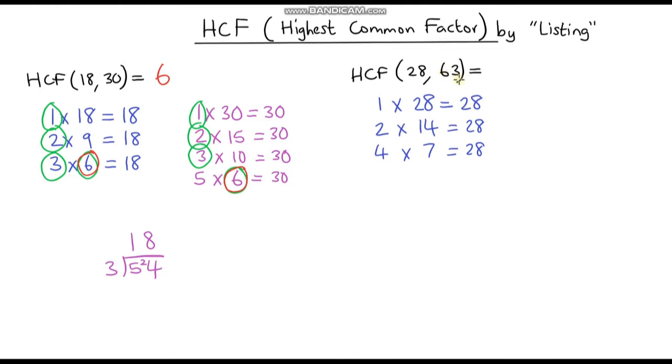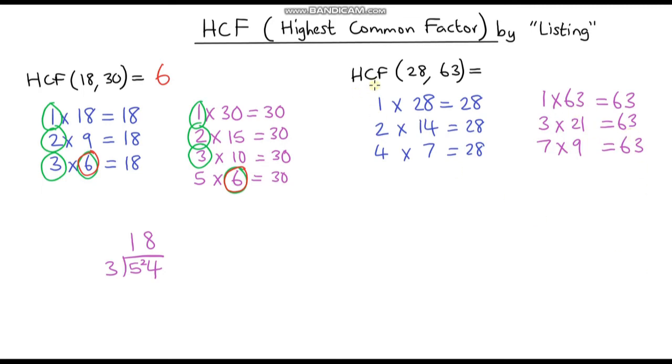Now let's do 63. And again, we're going to start at 1. So 1 and 63. 2 is not a factor of 63 because it's odd. 3 is a factor. So 3 times 21 gives us 63. 4 is not a factor, 5 is not a factor, 6 is not a factor, 7 is a factor. I know my 7 times tables, and 7 times 9 is 63. And we are done. There are also 6 factors of 63.